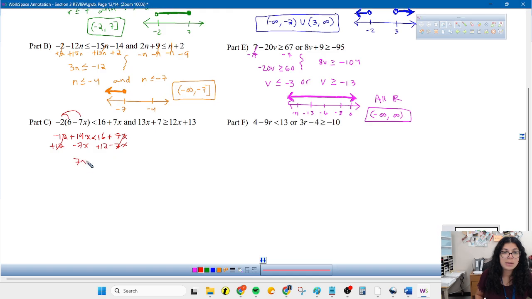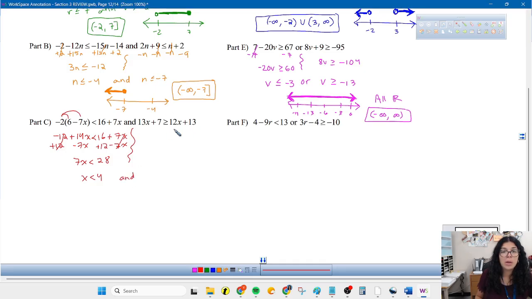So we get 7x is less than 28. And then divide by 7. 28 divided by 7 is 4. So we have x is less than 4. The word in the middle here is and.